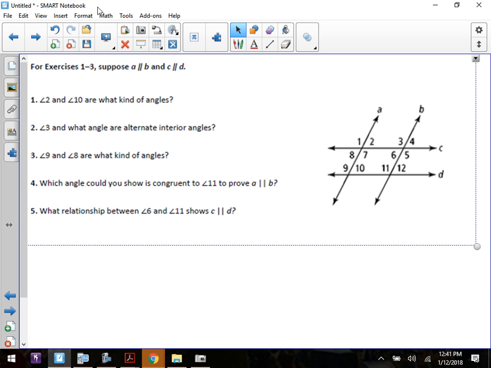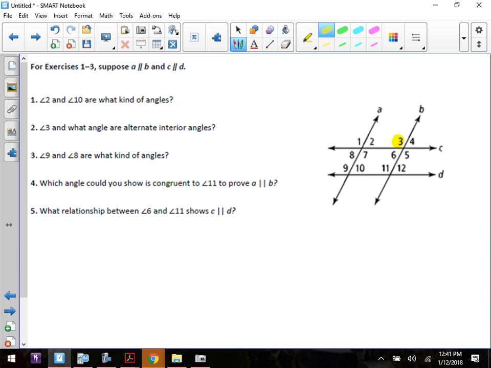If I'm at angle 2, angle 2 and 10. What are they? Angle 2 and 10, what's the angle correspondence between those two? Corresponding, very good, Joe, very good. Those two have to be corresponding angles. Are they congruent or supplementary? Very good. Okay.